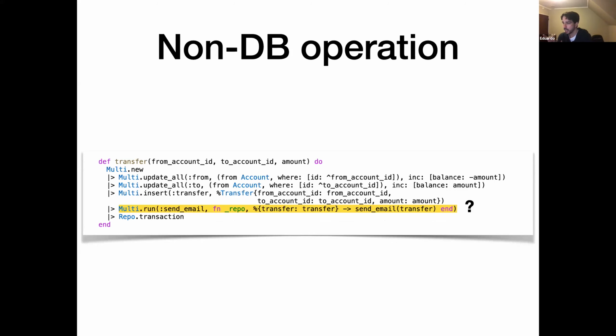One is that when you execute Multi.run, you can actually receive the changes so far. This is valid for other things I'll show later, but basically Multi.run is a generic way of saying, hey, given all that happened so far, in this case, I want to pick the transfer, but I could pick the from and to. They will all be available in the second argument of the function. I want to go, hey, given the transfer that happened, I want to send an email called the function send_email with the transfer.